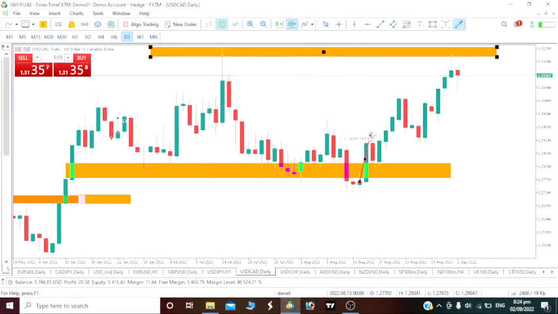There was an impulse movement here. There was a correction. There was an impulse movement again. Correction here. We saw this impulse movement. Now we are having a correction. One, this is a correction since we have an impulse move.